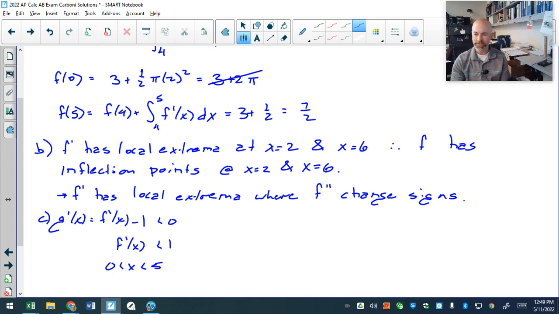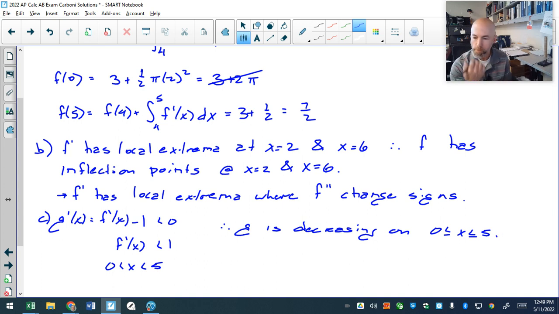Show the work that leads to your answer. I feel like I have done that. So I could say, therefore, G is decreasing on the interval 0 less than or equal to x less than or equal to 5. And I do like to include those endpoints. I don't think they will count off if you do not. I don't think they will count off if you do. And the scoring criteria say not to. But I'm going to leave my answer like that.